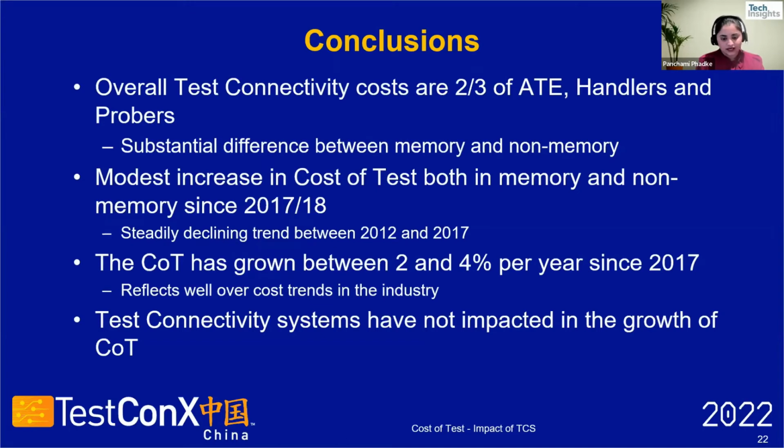To conclude, the cost of test connectivity systems is about 2/3 of ATE, handlers, and probers combined. As we looked at the charts from the previous slides, there is a significant difference between memory and non-memory testing. Since 2017, there has been a slight uptick in the cost of test for both memory and non-memory. Considering the cost trends in the industry, the cost of test reflects that the growth was between 2 to 4% every year since 2017.